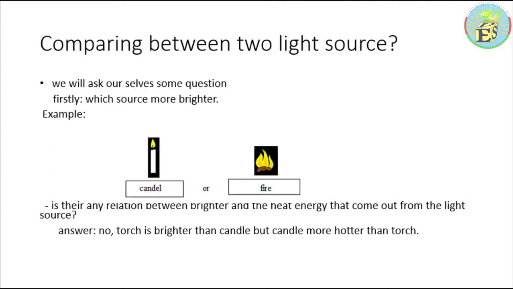Now we must know how to compare between two light sources. By our observation we can ask ourselves some questions. Firstly, which source is brighter? For example, candle or fire. But is there any relation between brightness and the heat energy that comes out from the light source? Answer: no. A torch is brighter than a candle, but a candle is hotter than a torch.